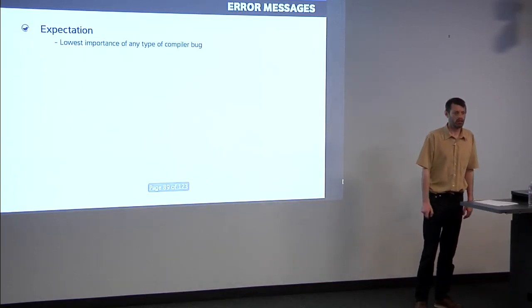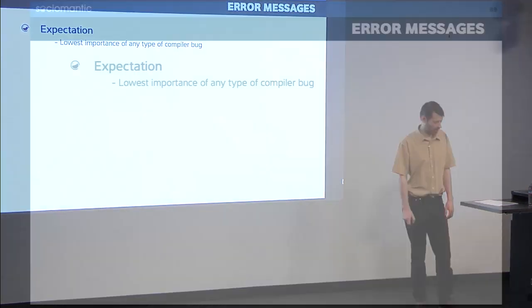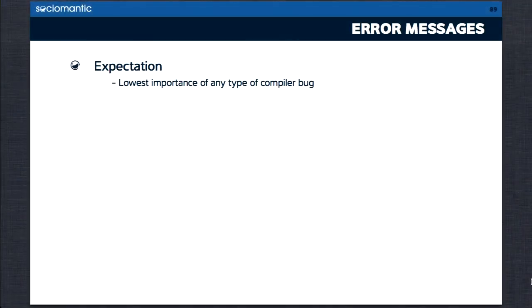My third wrong area where I changed my mind was about error messages. I thought error messages have the lowest importance of any type of compiler bug. Because if your code is working, you don't get error messages. Nothing to complain about. If you do get an error message, well then just fix your code and then it's all fine. Experience. The interesting thing about error messages, good error messages make advanced features seem simpler.